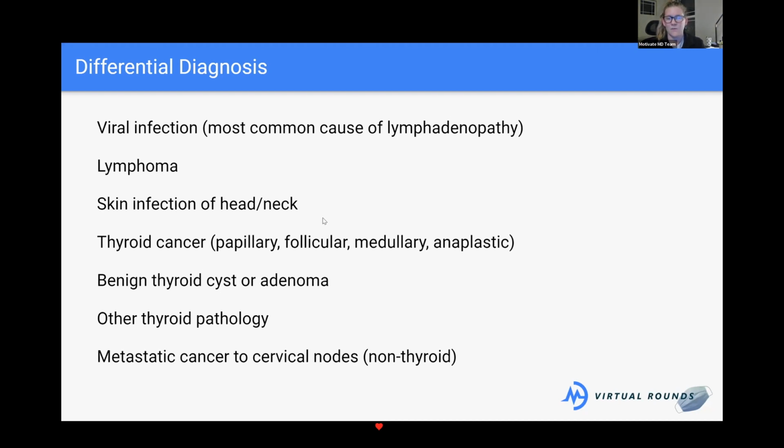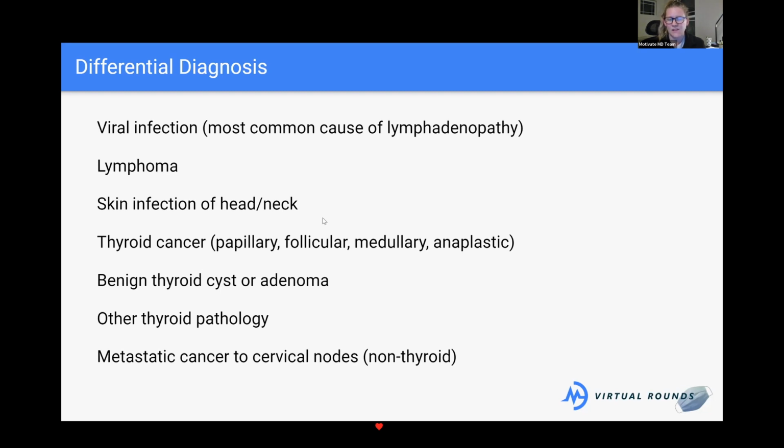And then some other scary things that we'd want to be extra diligent about checking for would be cancers, like thyroid cancer or other metastatic cancer, like if she did have a melanoma that had spread to her lymph nodes because of that maternal history that she has. So those would be things that we want to rule out with a thorough history and exam.